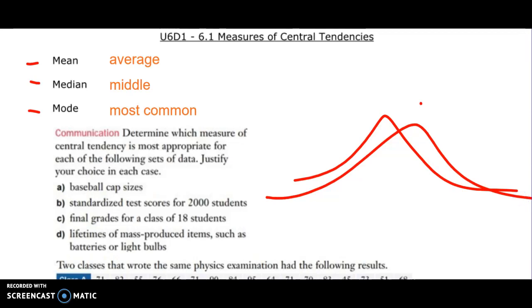Okay, so if you graph data and you have a bunch of different things and it's spread out, that's kind of a newer thing for us. That is the next section. That's 6.2 in the text. 6.1 is measures of central tendency.